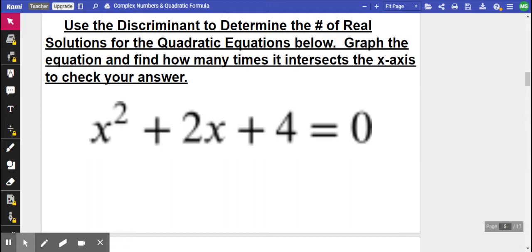So please pause the video here to see if you can find the discriminant, number of real answers, and set up a graph of this equation on a calculator or on desmos.com/graphing.